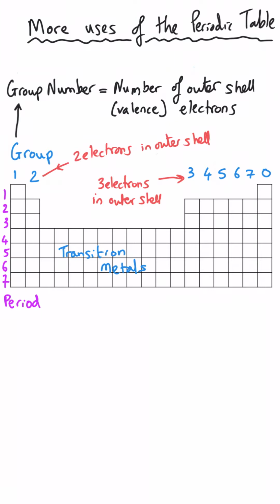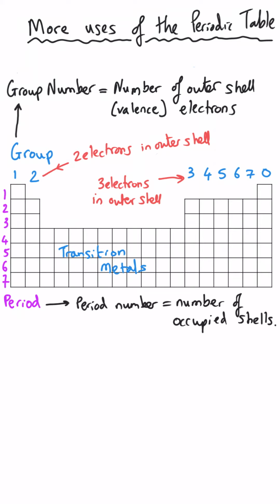outer shell electrons. The period number is very similar, except that the period that an element is in tells us how many occupied electron shells the element has got. And all the elements in the same period will have the same number of occupied electron shells.